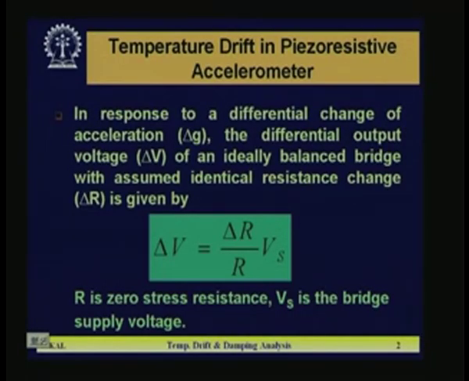Let us first define some definitions. Sensitivity is one important aspect, so that we will define. Before that, the output voltage, how much we get when the bridge is unbalanced. That, as I mentioned, will be delta R by R into Vs, where delta R is the change of resistance, R is the zero stress resistance, and Vs is the supply voltage. Accordingly we will get the delta V.